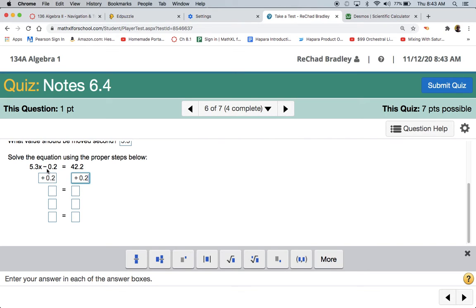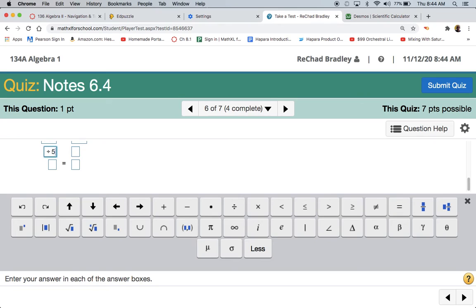Again, the first number to move is that. It is minus, so we use a plus. We bring down 5.3x and 42.4. I can kind of figure that out since it's just 2 plus 2. Then from here we want to divide by 5.3 and divide by 5.3.